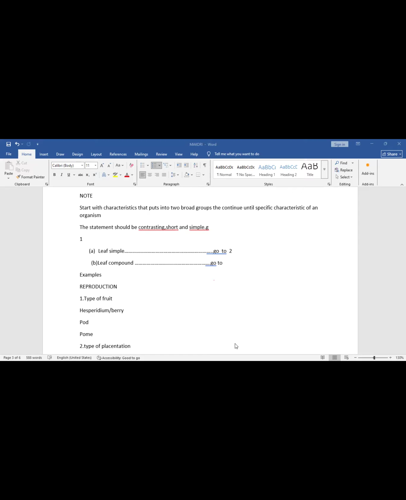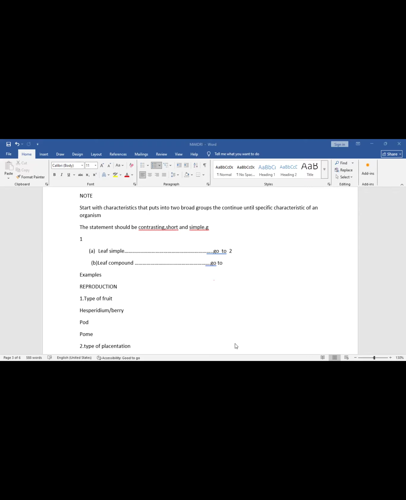Then you wanted to respond, Brian. Okay, a berry has a soft, fleshy pericarp, while a Hesperidium has a tough, leathery rind that contains aromatic oil. That is a good trial.